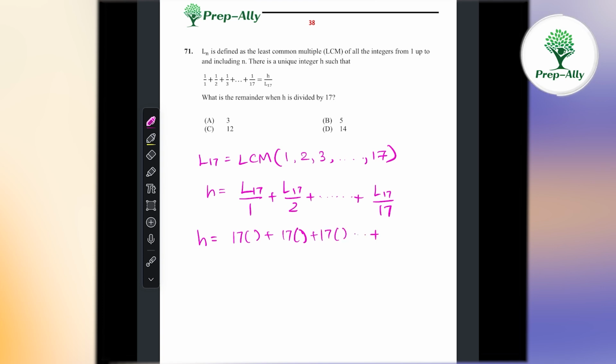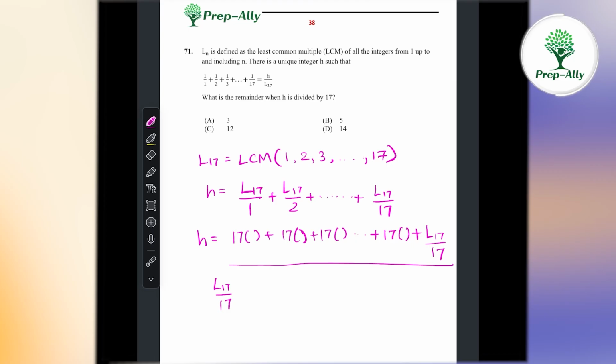To even L17 by L16 is also divisible by 17, so that's 17 times something plus L17 by 17. So L17 by 17 is the only term in this sum that is not divisible by 17, right? So the remainder, we'll have to check. So it's sufficient if we check what the remainder of L17 by 17 is when divided by 17, right?